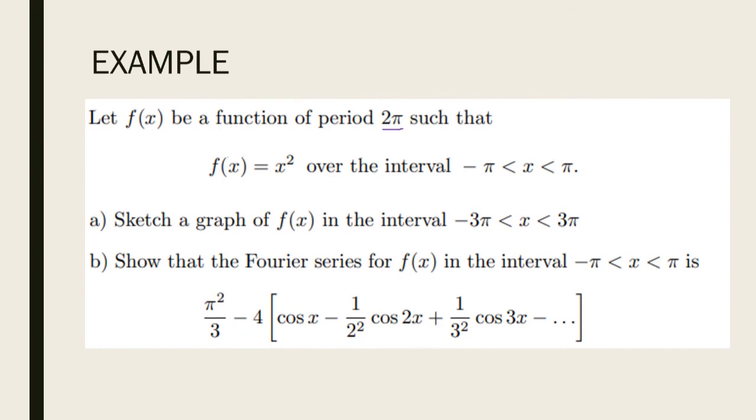So A, sketch a graph of f of x in the interval from negative 3 pi to 3 pi. B, show that the Fourier series for f of x in the interval from negative pi to pi is pi squared over 3 minus 4 quantity cosine x minus 1 over 2 squared cosine 2x plus 1 over 3 squared cosine 3x minus and so forth and so on.